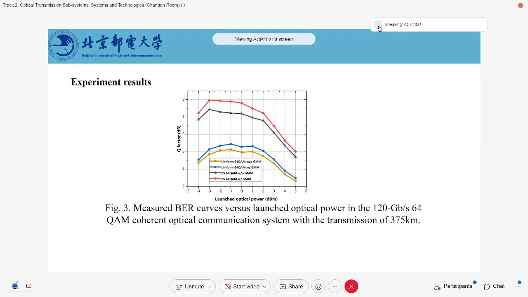However, the uniform 64-QAM can only obtain 0.32 dB Q factor improvement at the optimal LOP of -1 dBm. The results show that the combination of PS and the GMM clustering algorithm with initial means can effectively mitigate nonlinearity and improve the performance of the system.